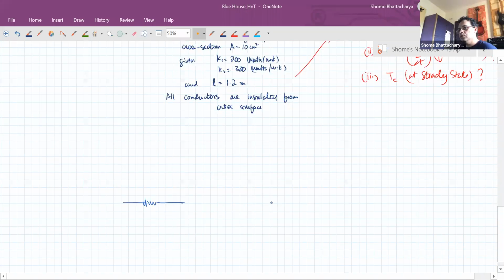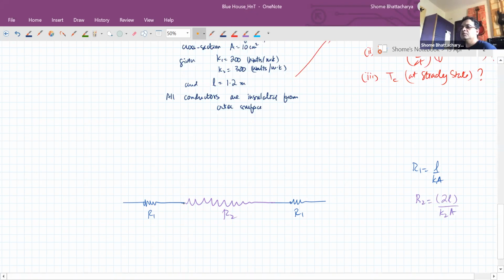So it's like we have two equal resistors here. Say they are R1 and R1. So R1 is L upon K1A. So we'll calculate that later. Then we have another resistor, let's say R2, in between. But R2, the length is 2L and the conductivity is K2. And it's like this.